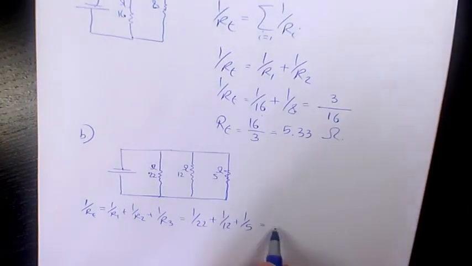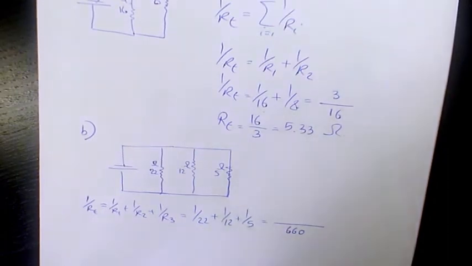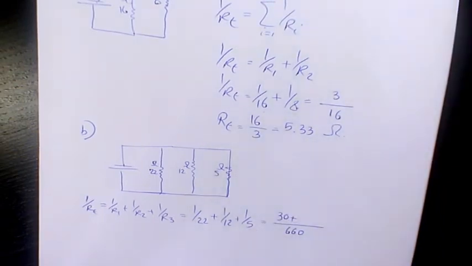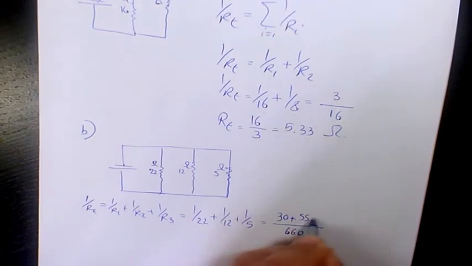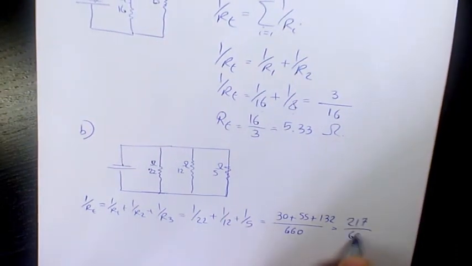So in order to add these things, we need to find the common denominator. So it's going to be the LCM, least common multiple. It's going to be 660. 660 divided by 22 is going to be 30. 660 divided by 12 is going to be 55. 660 divided by 5 is going to be 132. So 132 plus 55 plus 30 is going to be 217 over 660.